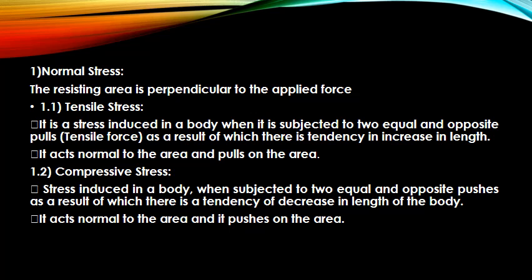The resistance area is perpendicular to the applied force, that is known as the normal stress. It means, on the earth surface, a person standing perpendicular, as in horizontal, maintains a 90-degree angle. That stress is generally known as the normal stress, and the resisting area is perpendicular to the applied force.